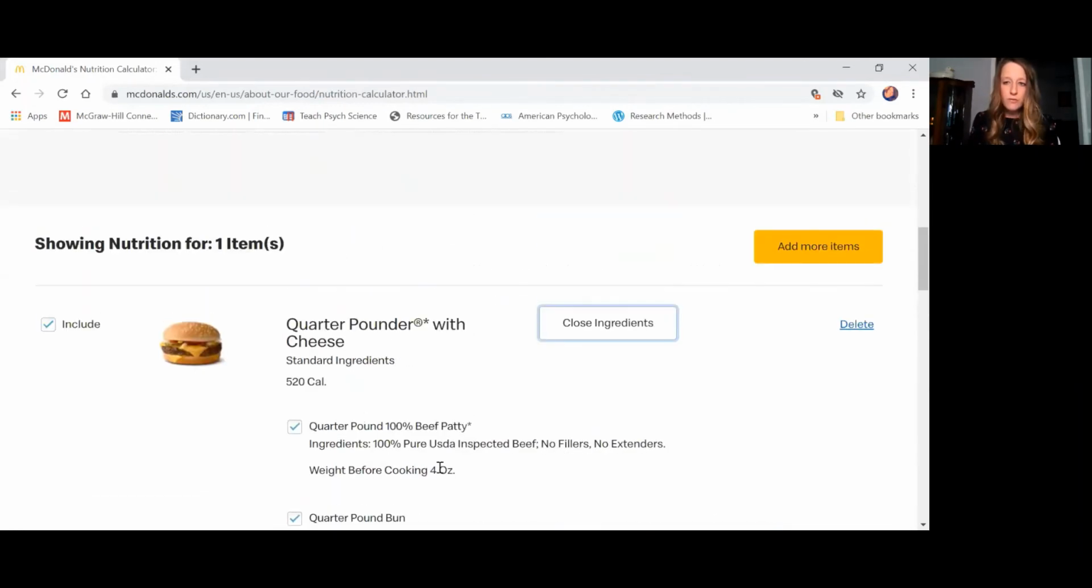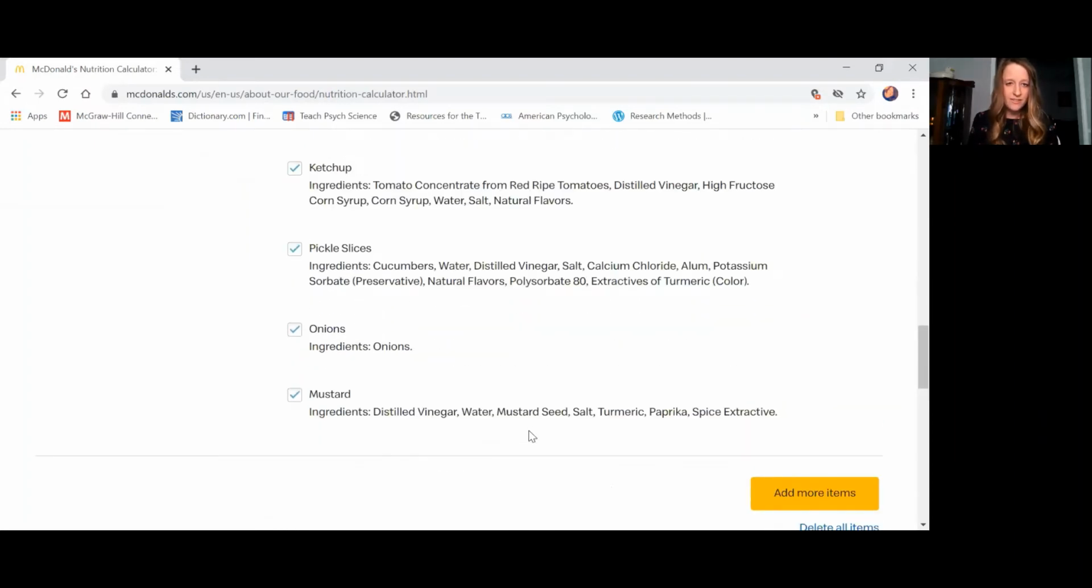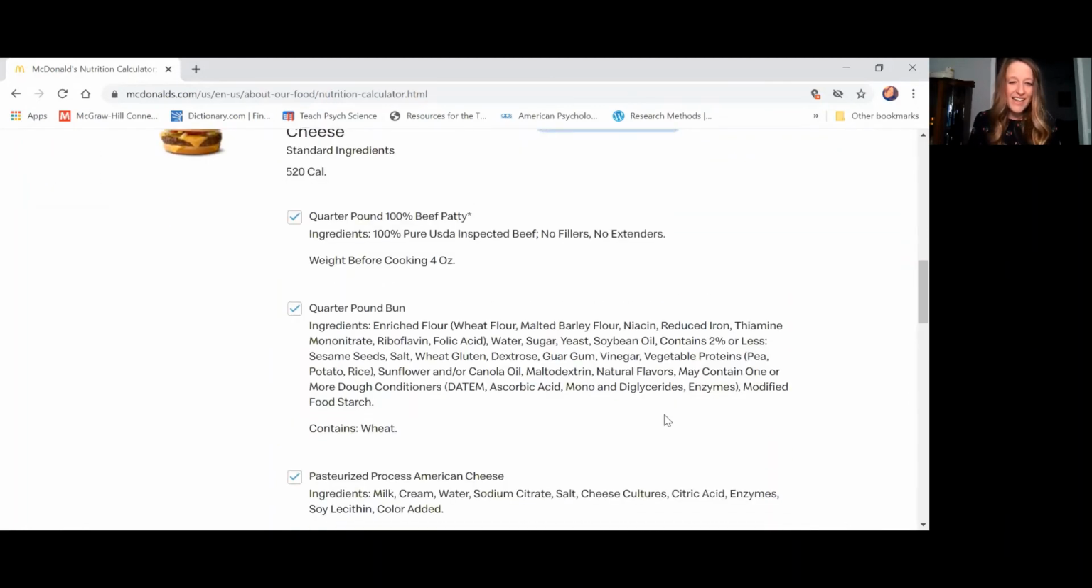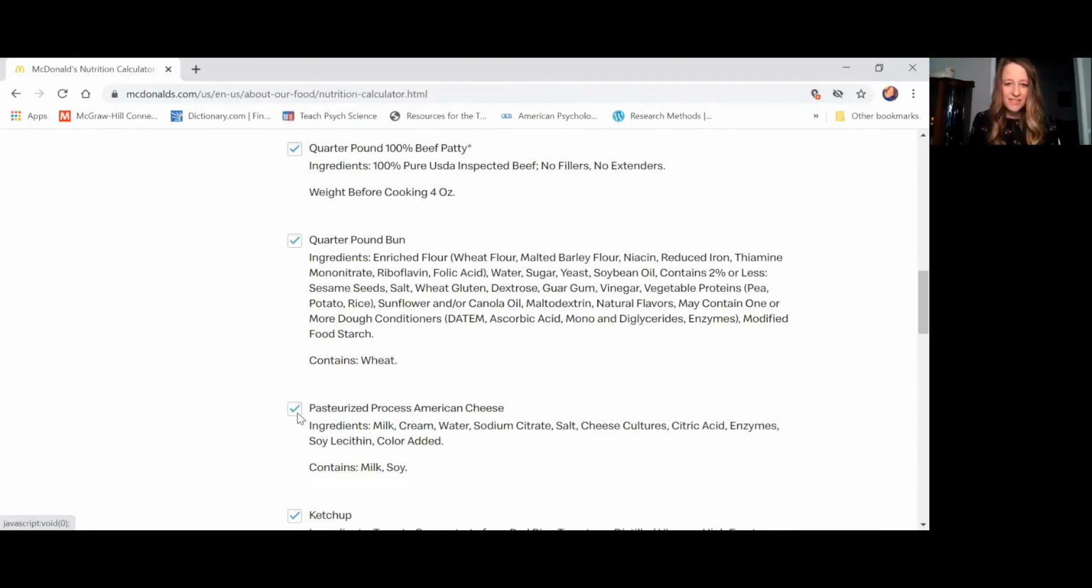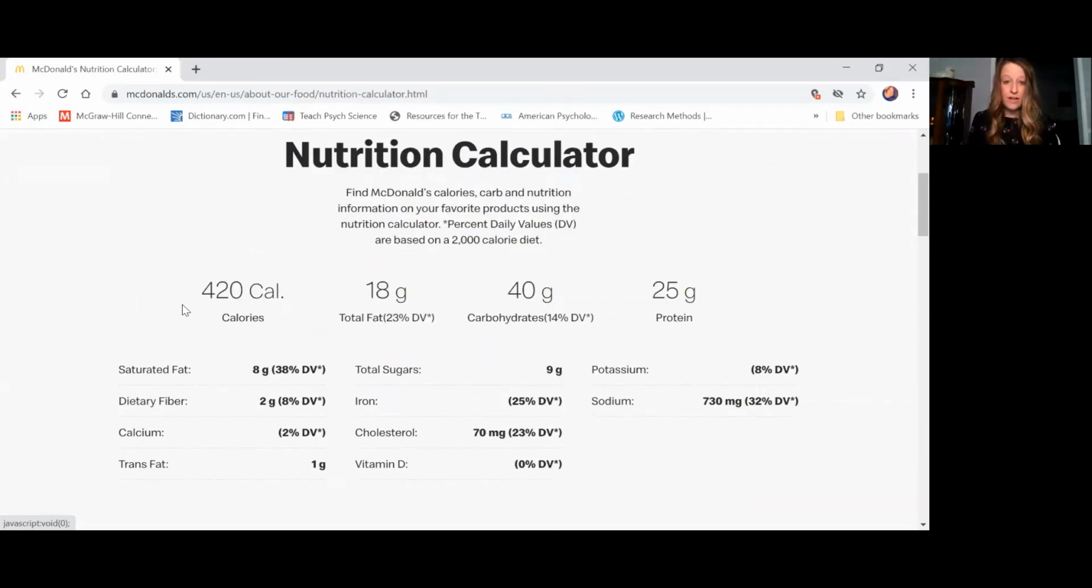Since I really want to reduce the fat, I'm going to think carefully about which changes. For instance, I don't think the onions are contributing a lot to fat. I'm going to try taking off the cheese, so we have just a quarter pounder. What happens if we just lose the cheese? We've taken off 100 calories just from cheese, and our grams of fat have reduced quite a bit.